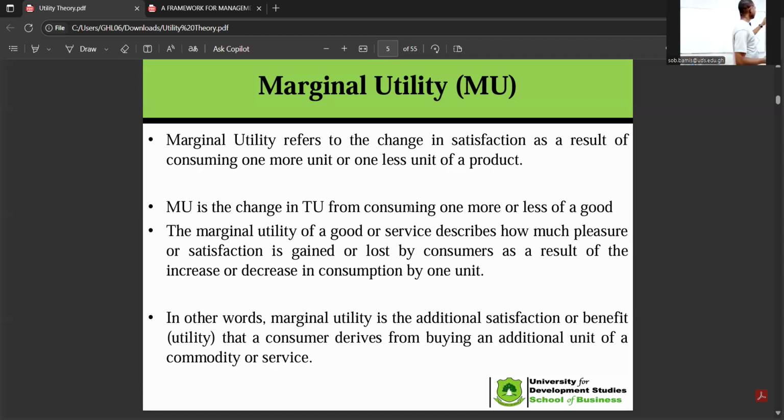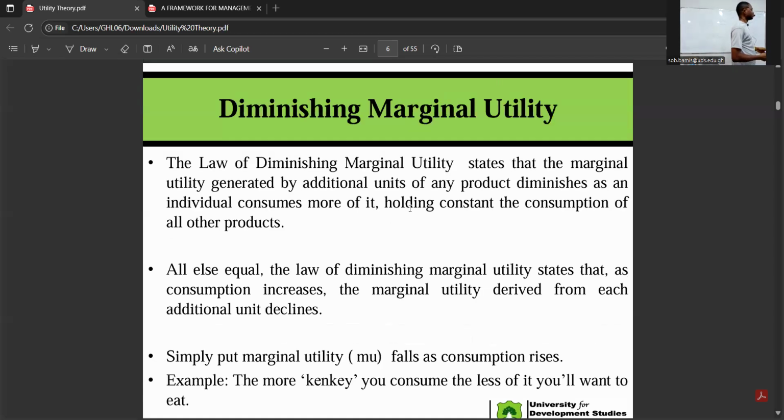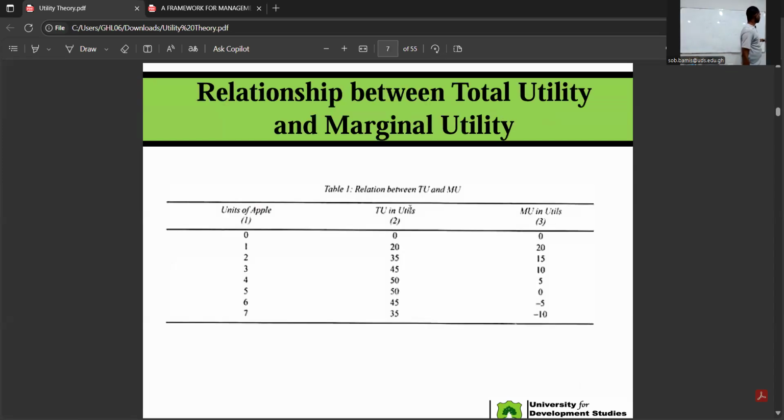Then we have diminishing marginal utility. We have already indicated that earlier in saying that as we consume more and more units of a particular product, say apples, the satisfaction we derive from the subsequent units of the apple that we consume will begin to diminish. So this is the relationship between the total utility and the marginal utility.